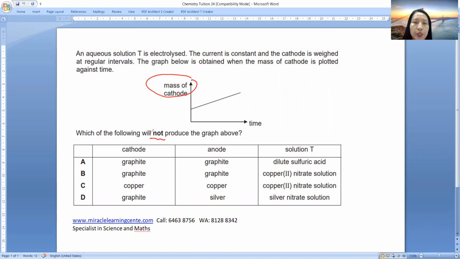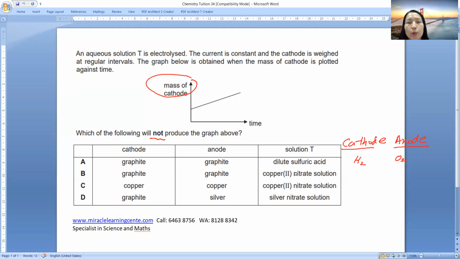Okay, will not produce. So we'll need to know the products at the cathode, so we'll know whether there is an increase in mass in accordance to the graph. So dilute sulfuric acid. We need to know what happened at the cathode and what happened at the anode. For dilute sulfuric acid, what is discharged at the cathode? Yes, you're correct. Hydrogen ions are discharged at the cathode. So you have hydrogen gas collected. At the anode, you will have oxygen gas being collected because hydroxide ions are being discharged.